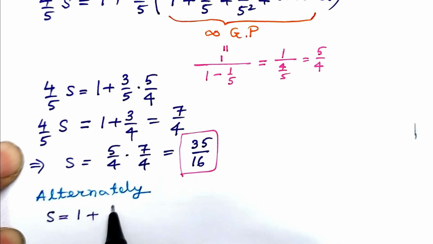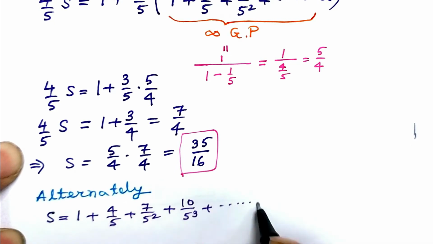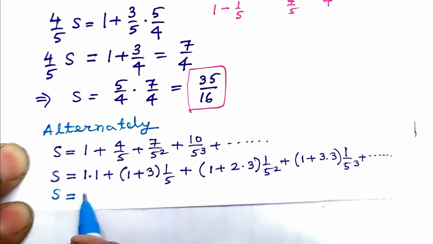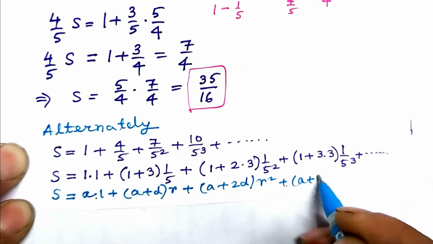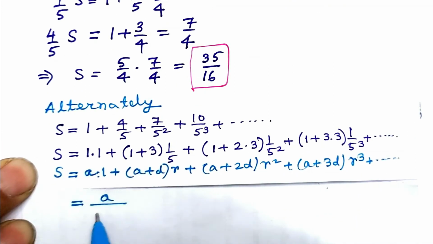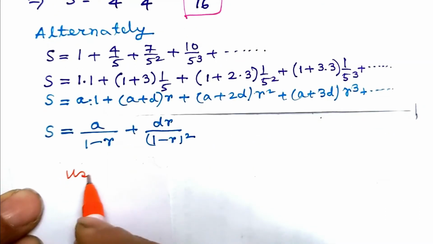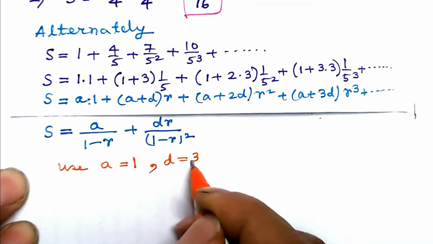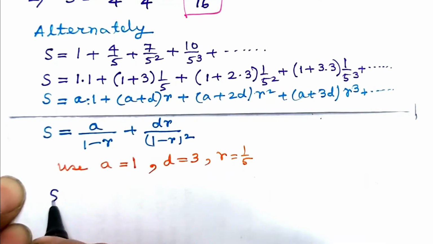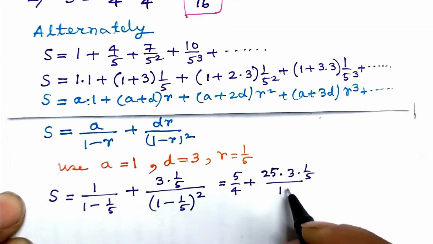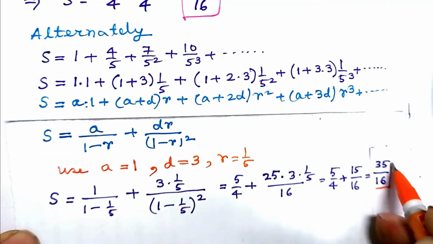Alternately, we can derive the result of the sum of an infinite arithmetico-geometric series by using the formula we derived. Let us rewrite the series and recast it as, clear that it is an arithmetico-geometric series, the sum of which is, use A equal to 1, D equal to 3, R equal to 1 by 5 to get the sum to be 35 by 16.